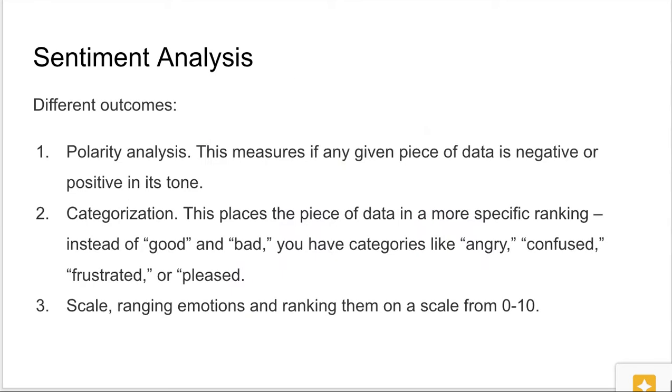So there are several different outcomes of sentiment analysis. So firstly, polarity analysis. This measures if any given piece of data is negative or positive in its tone. Second, categorization. This places the piece of data in a more specific ranking. Instead of good and bad, you have categories like angry, confused, frustrated, or pleased. Thirdly, scale. Ranging emotions and ranking them on a scale from 0 to 10.